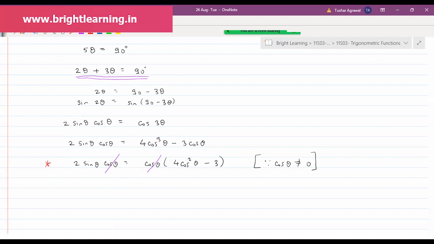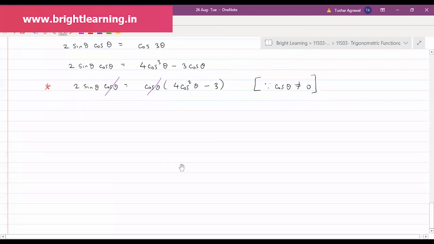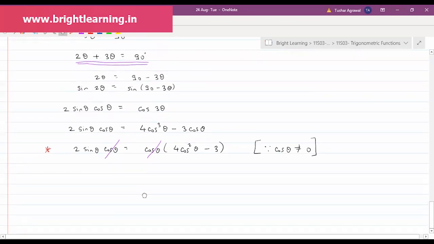If I just hide this much part, what you are able to see on the screen right now, if I give you that equation to solve, cos theta equal to 0 is one of the solutions of that equation. So when is the value of cos equal to 0? Theta is an odd multiple of pi by 2. That we will see today only. So that will be one of the solutions. So be careful to cancel such things.